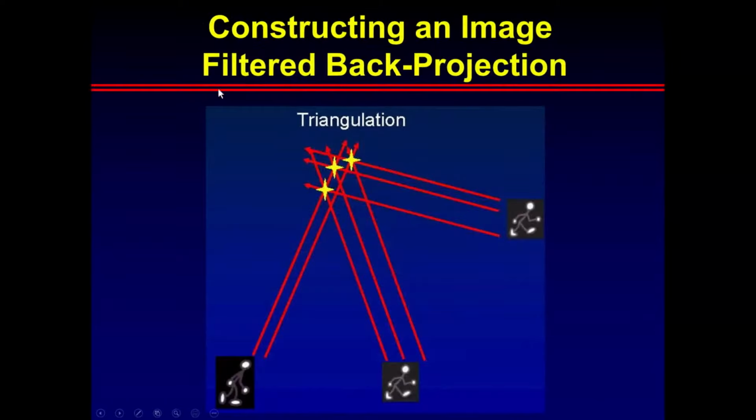Okay, now let's talk a little bit about constructing an image. We've got all our photons. Now we want to actually make the image. How do we do that? We do filtered back projection. And the way we do that is to get multiple looks at an organ, or in this case, an individual. And where these lines intersect is how we create our image.